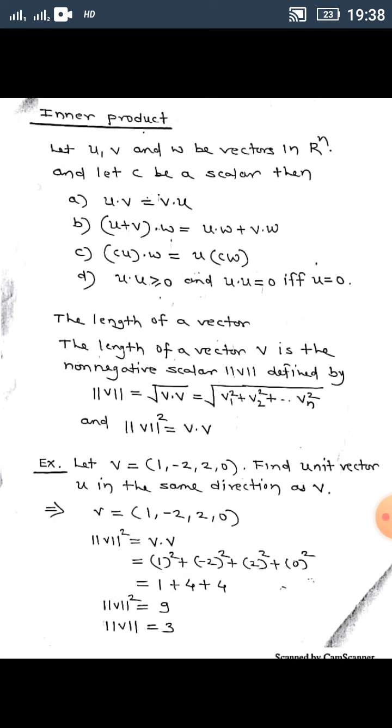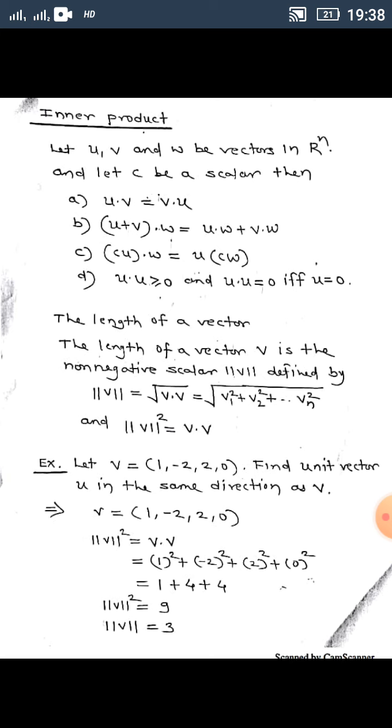So, an inner product space is considered for vectors if it satisfies some conditions, some axioms. Let u, v and w be vectors in R raised to n, where c is a scalar. Then the first condition: u into v is equal to v into u, that is, the vector multiplication is commutative. Second, u plus v multiplied with w is equal to u into w plus v into w.